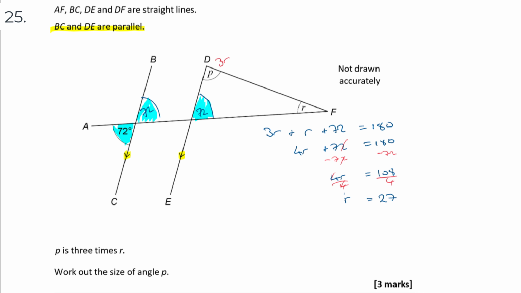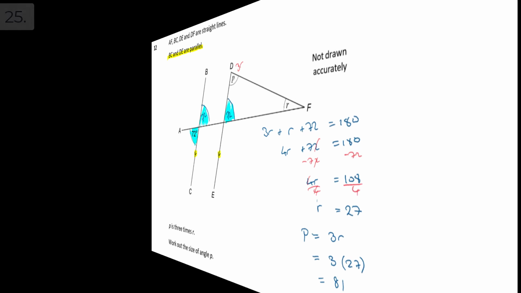Now remember, R was not what we wanted to find. We wanted to find P. I found R, but I do know that P is equal to 3R. So P is going to have to be 3 lots of 27. What's 3 lots of 27? 60 and 21, that's going to be 81, isn't it? So P is 81.